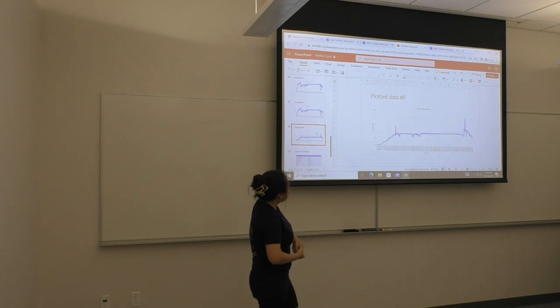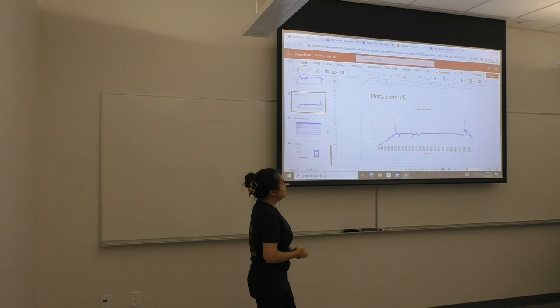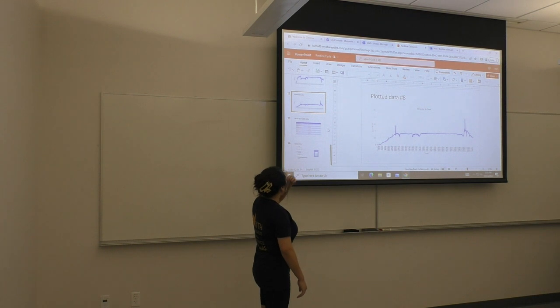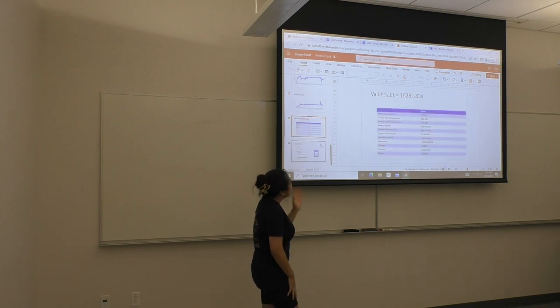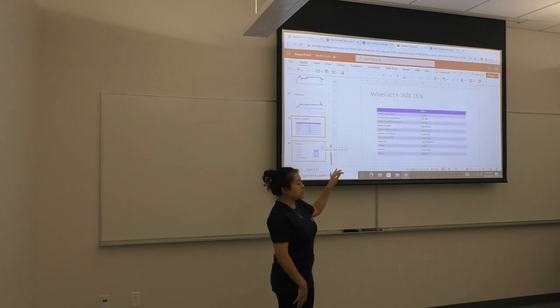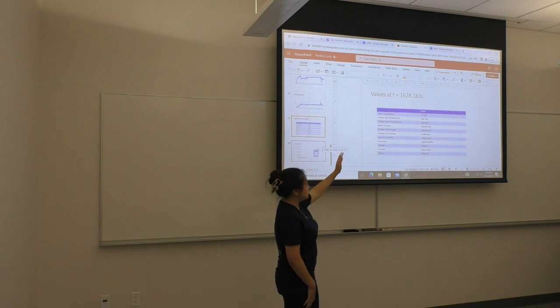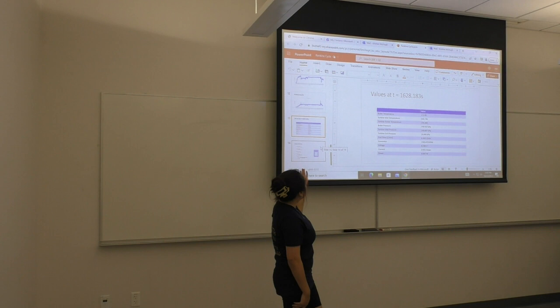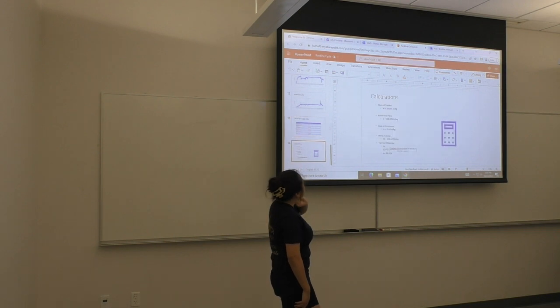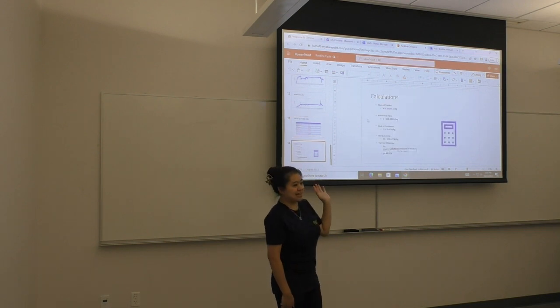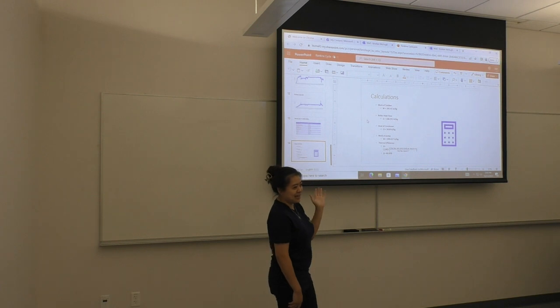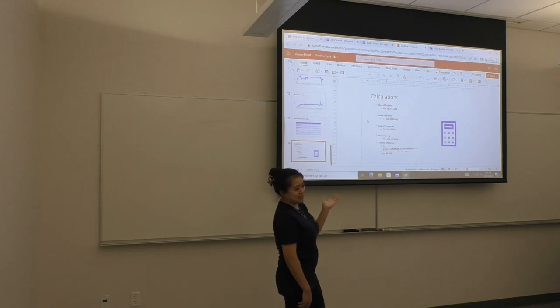In plot 8, this was just the amount of current that was generated as time went by during our experiment. And then the next slide would be the values I got from the DAC at that specific time, 1628. Those were all the values that were given to us from the DAC. And the next one is just my calculations. I had hand calculations on a sticky note. I forgot to put it on there.